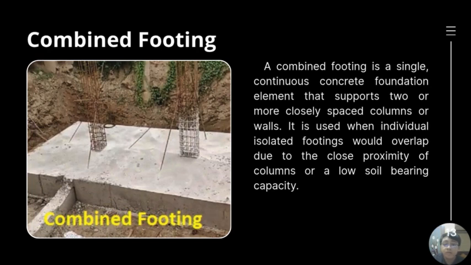Combined footing. A combined footing is a single continuous concrete foundation element that supports two or more closely spaced columns or walls. It is used when individual isolated footings would overlap due to the close proximity of columns or a low soil bearing capacity. So, combined footing supports two or more columns that are close together, and it is rectangular or trapezoidal in shape, and it is used when space is limited or columns are near property lines.